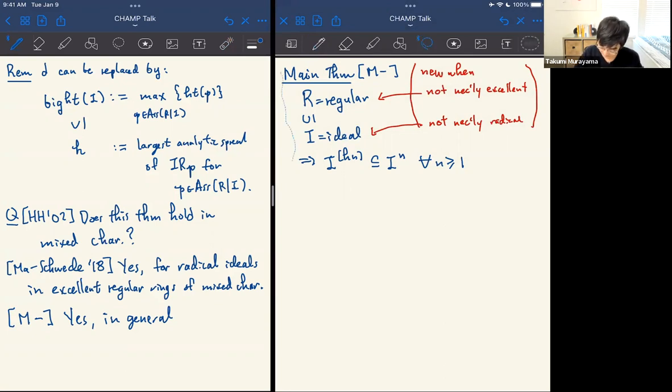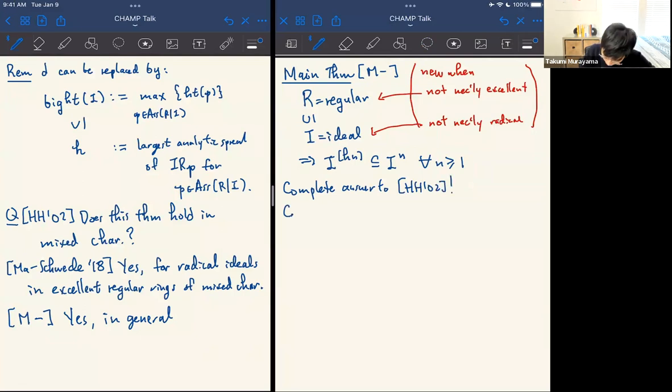Okay, so I'm probably going to need to have the statement later. So let me copy it into my clipboard. And so this gives a complete answer to this question of Hochster-Huneke.